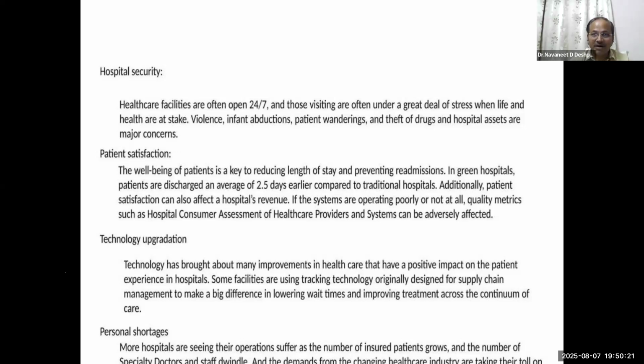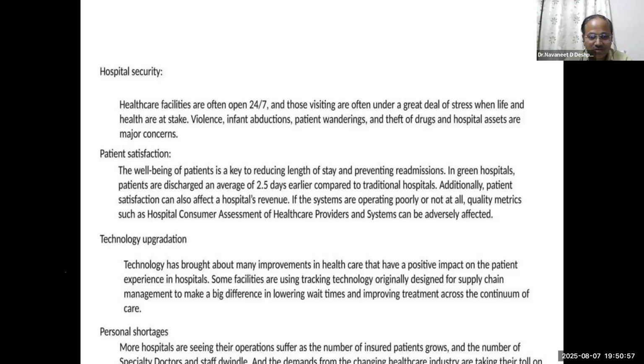Then comes technology upgradation. Technology, as we all discussed, could have certain systems which may be incompatible due to advancement of technologies. People have to invest heavily. All hospitals may not be in a position to invest in technology because they may not be able to afford that much. And some facilities using tracking technology originally designed for supply chain management can make a big difference in lowering waiting times for the patient. So supply chain management and operations management are being applied to lower the waiting times and improve the treatment across the continuum of care.